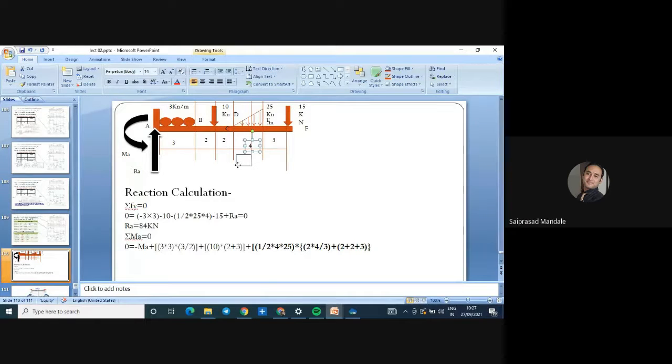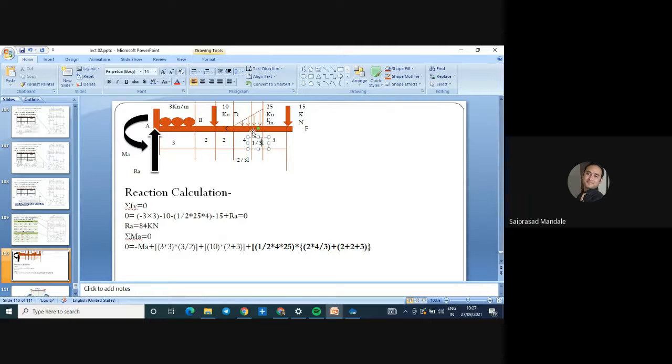Whenever there is a UVL, its centroid lies at a distance of 2/3 of its length. This distance is 2/3 of its length, and the remaining is 1/3 of length. Why have we taken 2/3 of length? Because the centroid lies at a distance of 2/3 of length from the C.